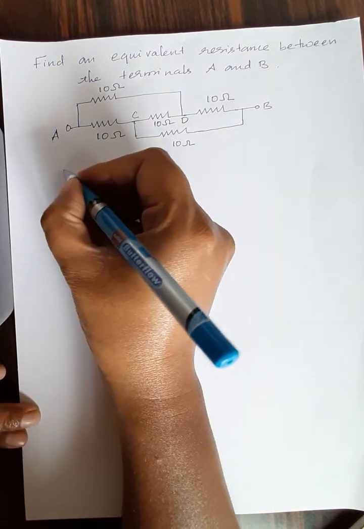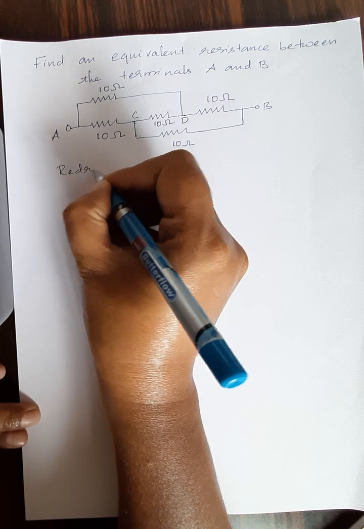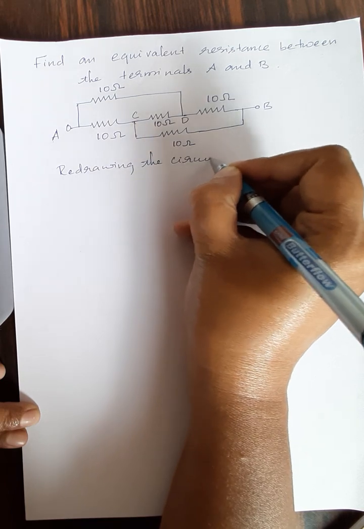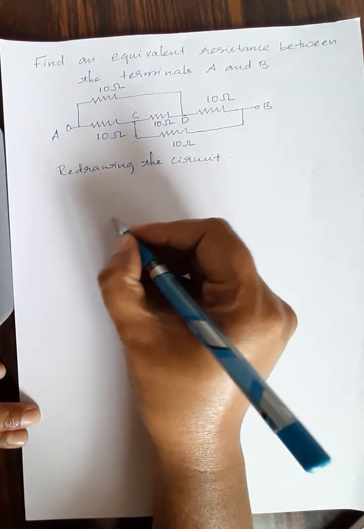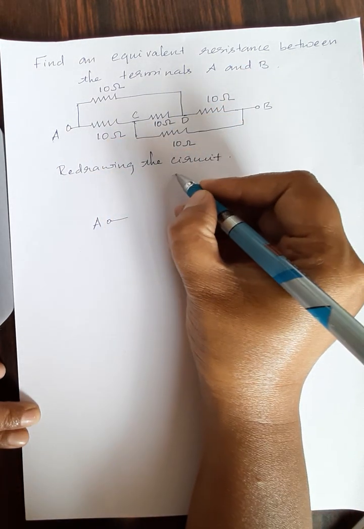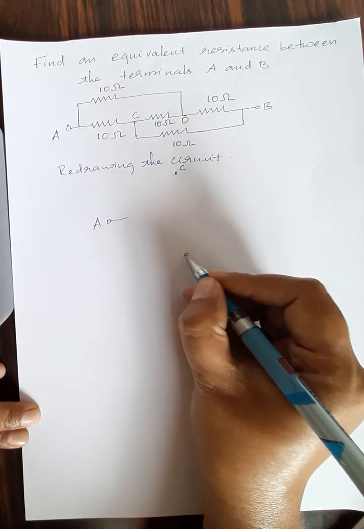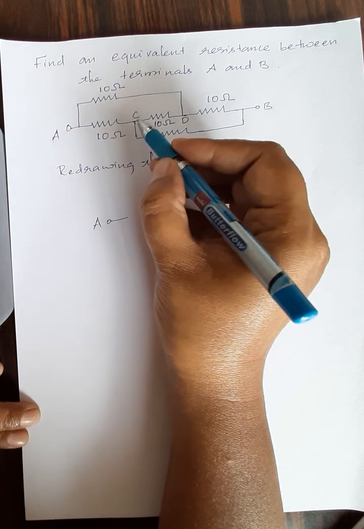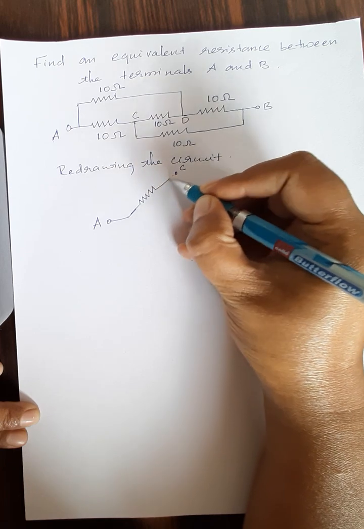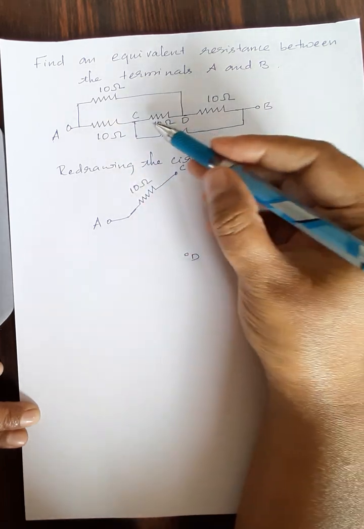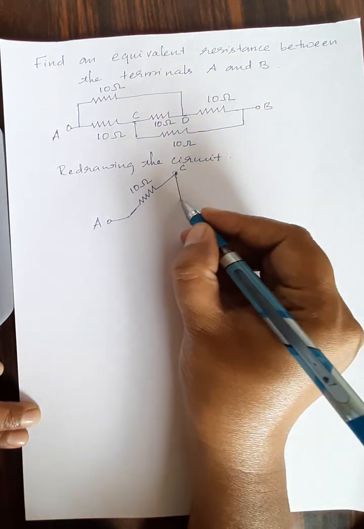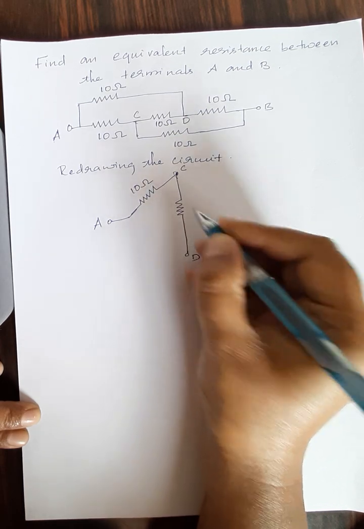Let us now redraw the circuit. This will be terminal A, correct? So if you observe, let us consider this as C terminal and this as D terminal. A to C, there is 10 ohm, so the same 10 ohm I will replace here. C to D, again there is 10 ohm. I will add this 10 ohm across C to D.